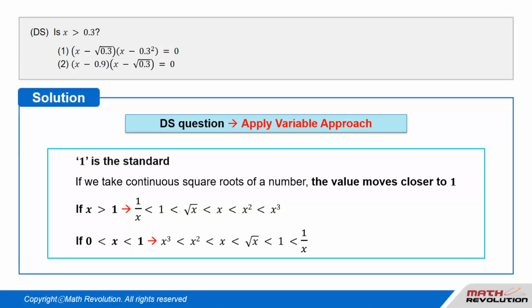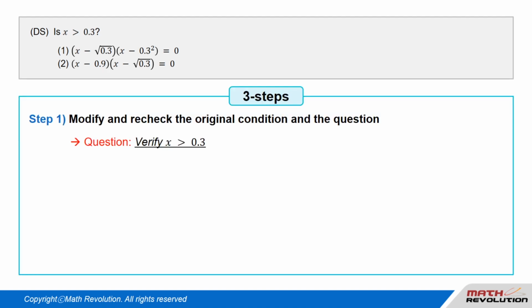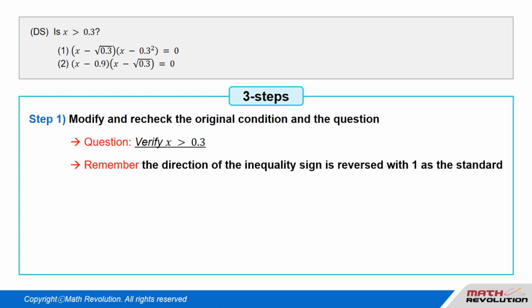Solution. Let us solve this DS question using the variable approach. Let us follow the first step of the variable approach by modifying and rechecking the original condition and the question. We are required to verify whether x is greater than 0.3. This is a very important question. Do not forget that the direction of the inequality is reversed with 1 as the standard.